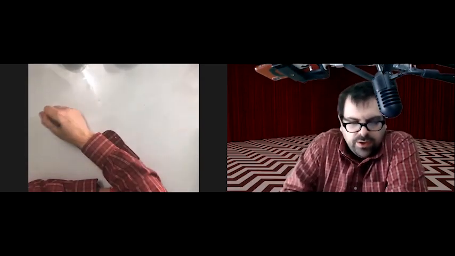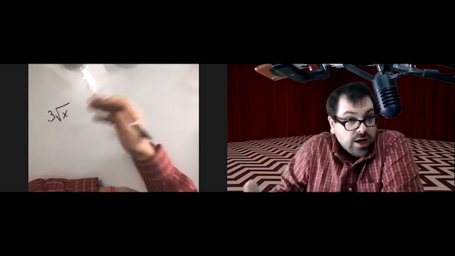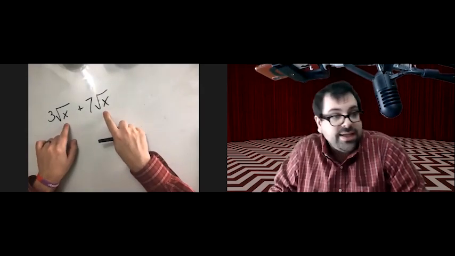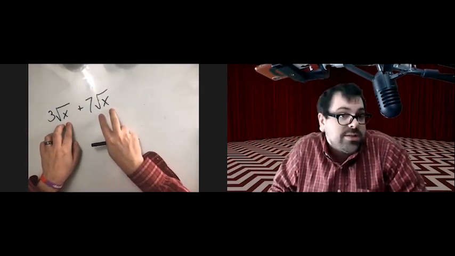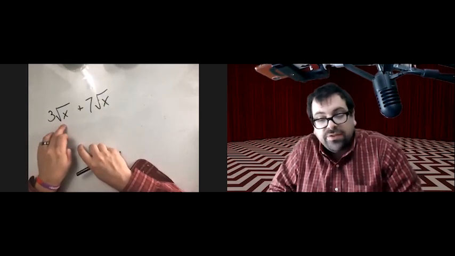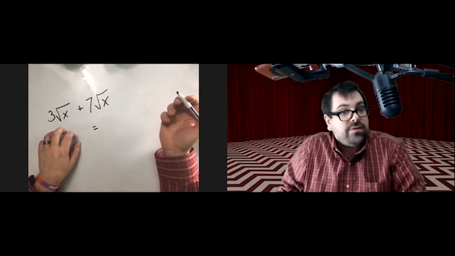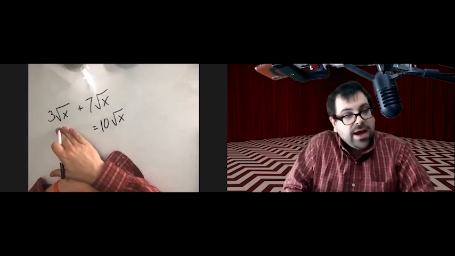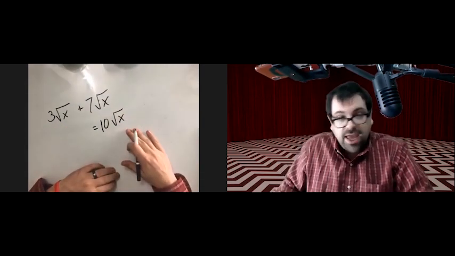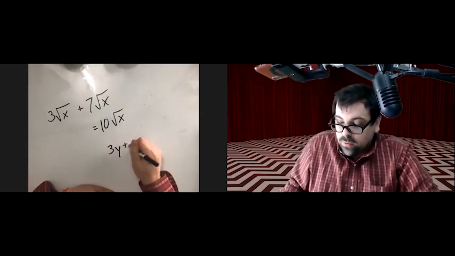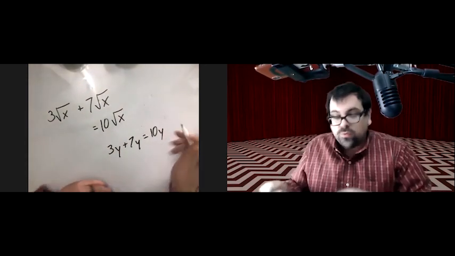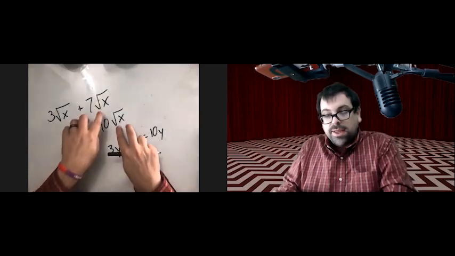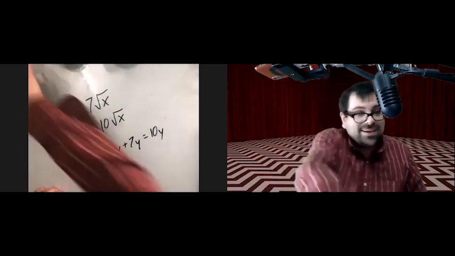So let's do another one where I talk about them like they're like terms. So these are like radicals because they are exactly the same, square root of x. 3 of them plus 7 of them would give us how many of them? 10 of them. So 3 radical x plus 7 radical x equals 10 radical x, just like 3y plus 7y would be 10y. They work exactly the same. So we can't combine them unless the radicals are exactly the same.